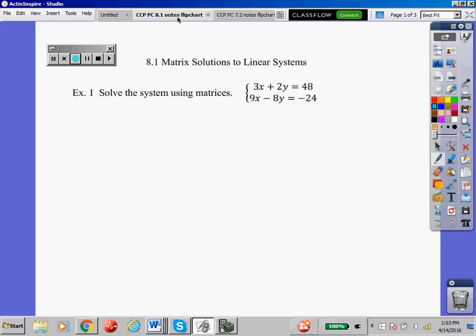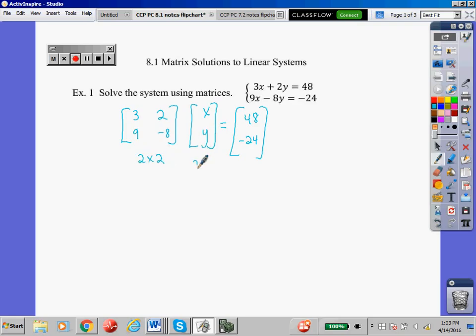All right, so let's look at the 8.1 notes. If I want to do this by matrices, watch what you're going to do. You're going to write 3, 2, 9, -8. Now the unknowns are x and y, and it's 48, negative 24. So this will really take us like 5 minutes to do all three of these. It's very easy. You have to understand again the dimensions for your matrices. So what are the dimensions of the first matrix on the far left? That's a 2 by 2. How about this one? 2 by 1 in the answer matrix, 2 by 1.